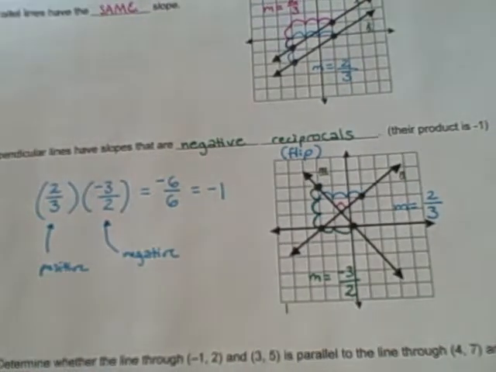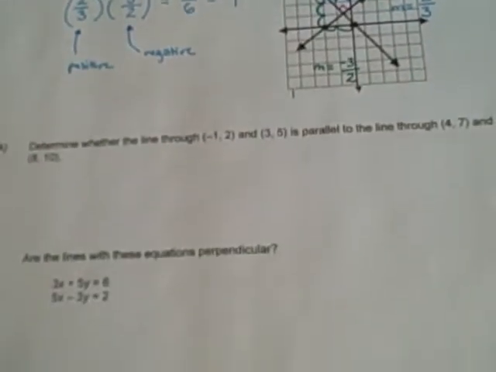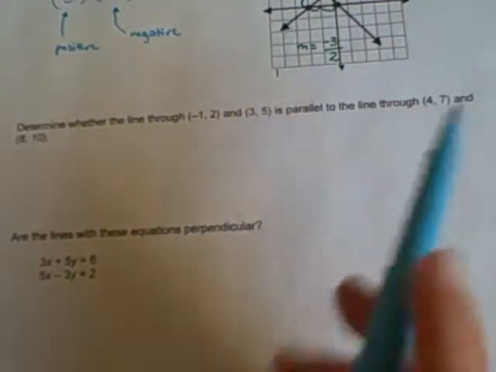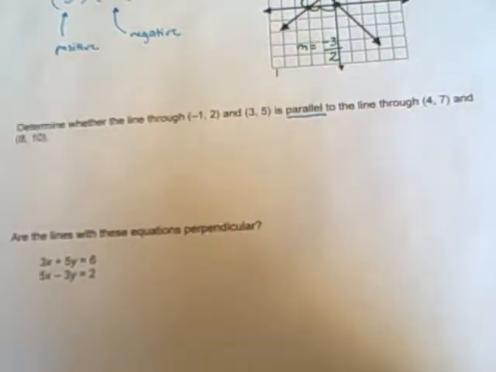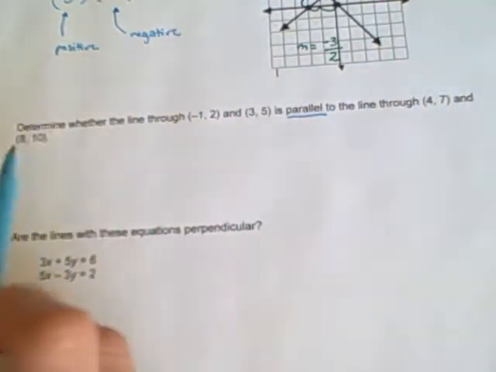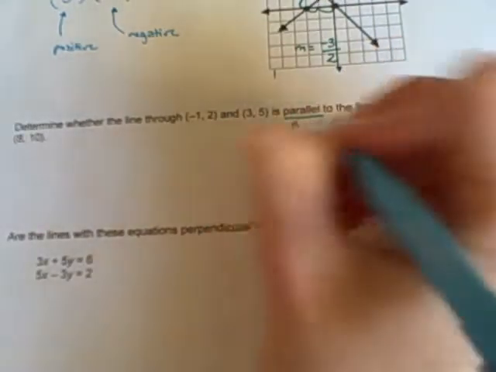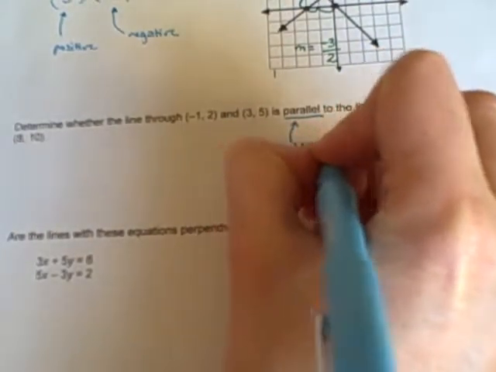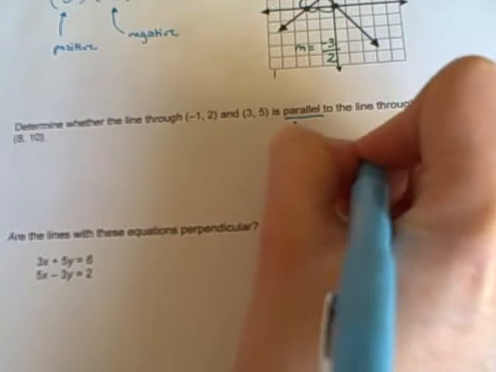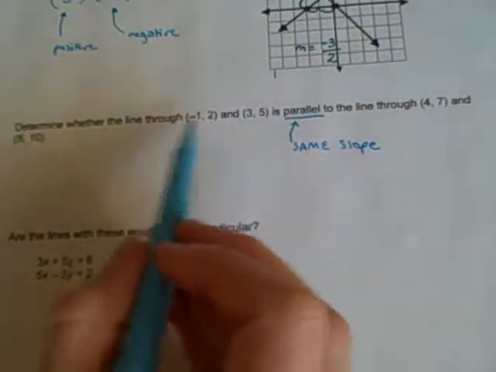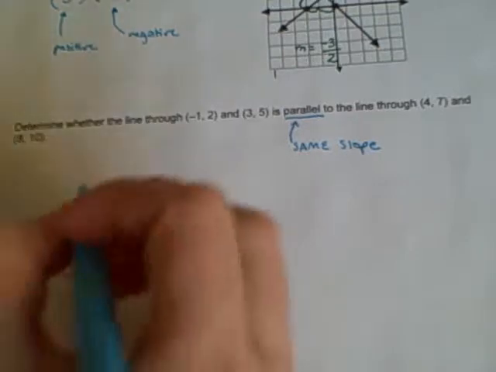All right, so we're going to use that knowledge to see a few practice problems. The first problem asks us to determine whether the line through (-1, 2) and (3, 5) is parallel to the line through (4, 7) and (8, 10). Well, what tells us if a line is parallel? If they have the same slope. So the first thing I want to do is calculate these two line slopes. We know how to do that using the slope formula.